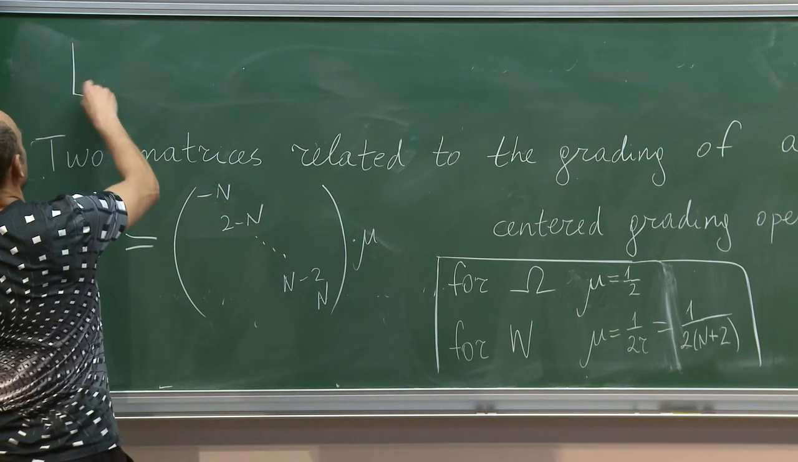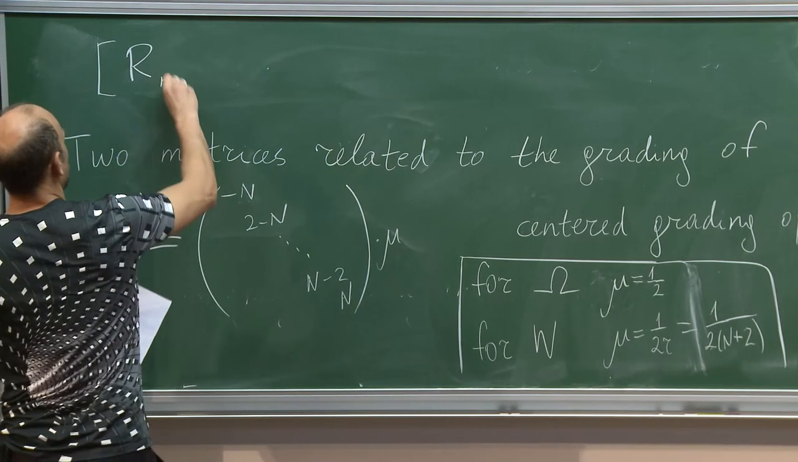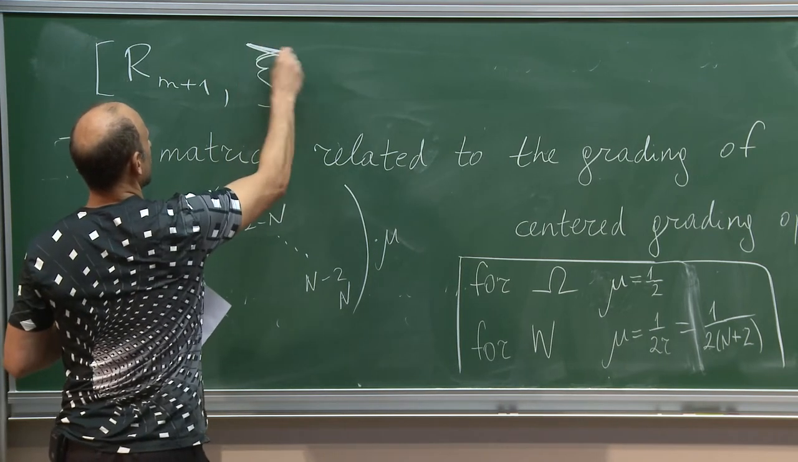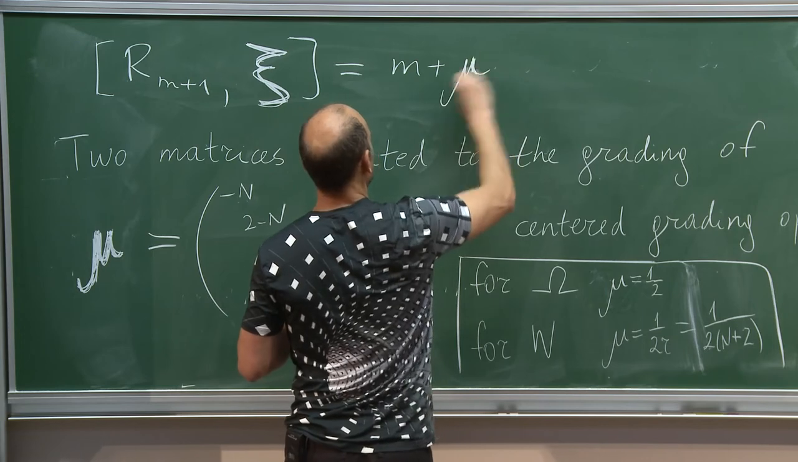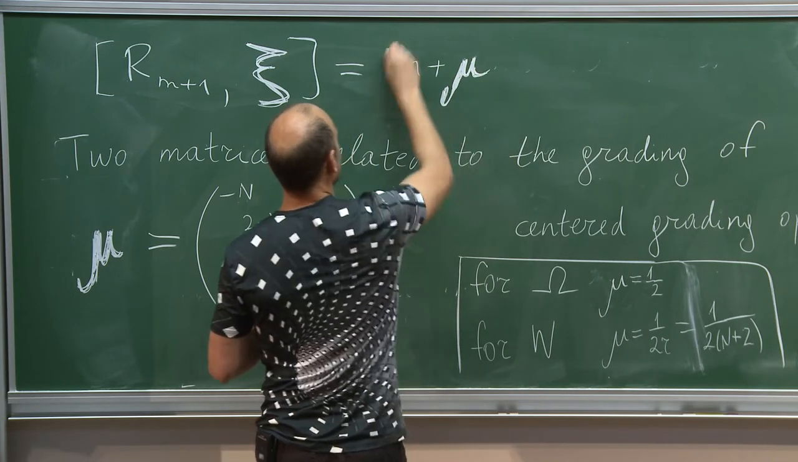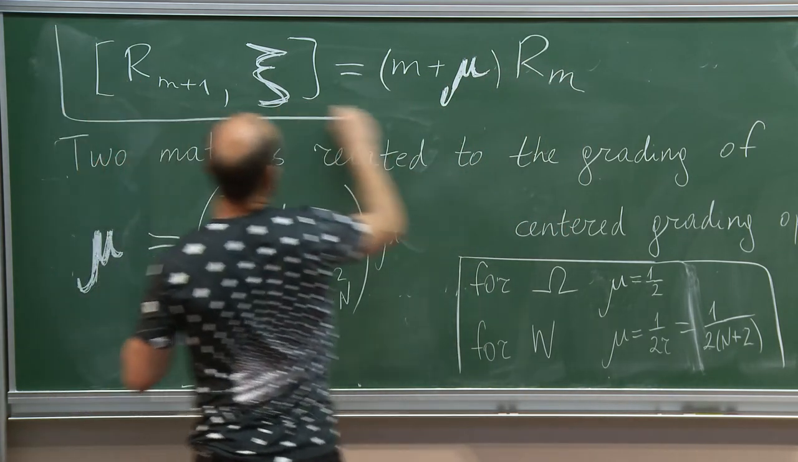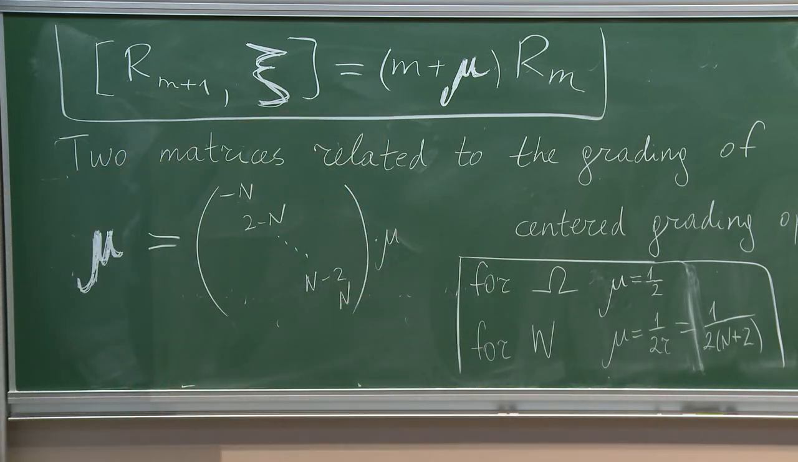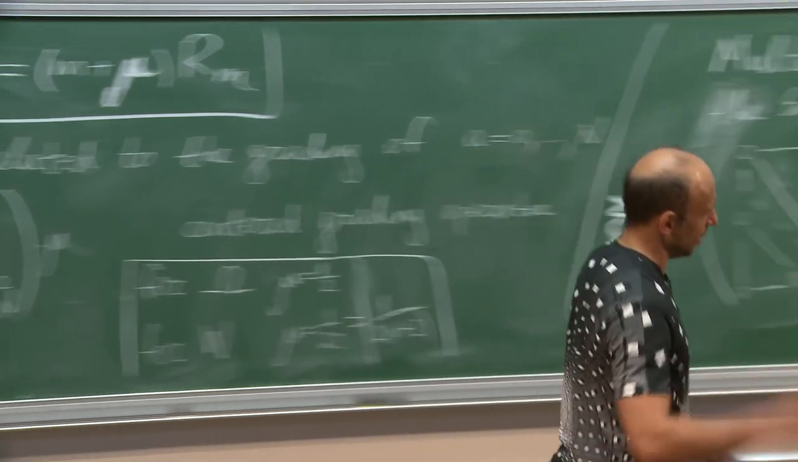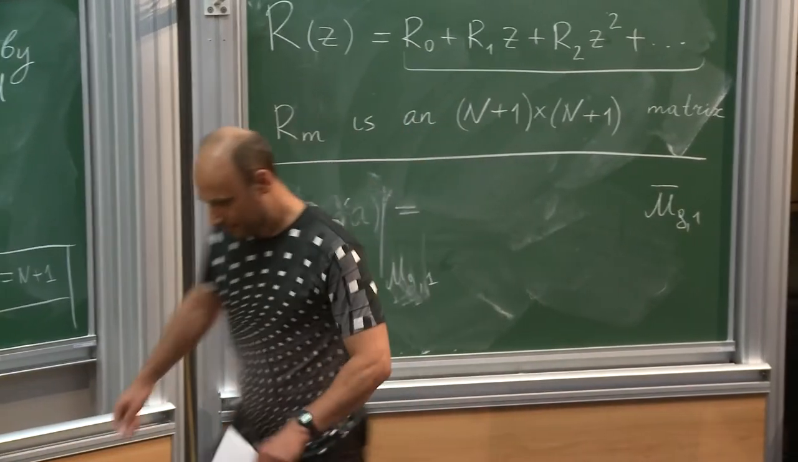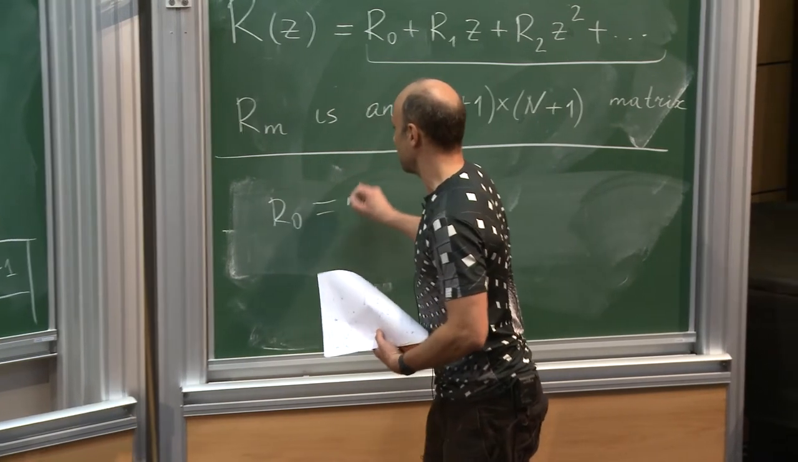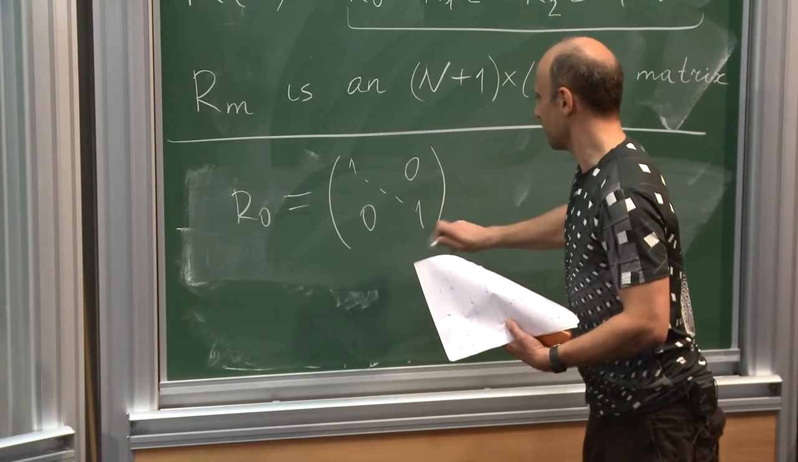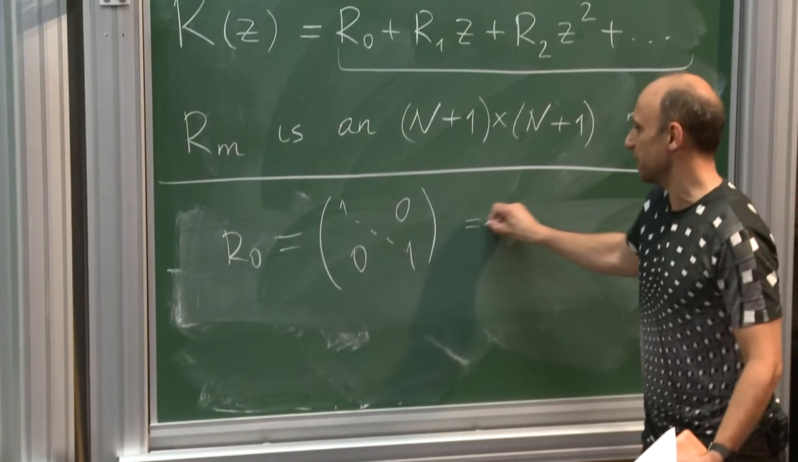And so the recipe itself is the following. Let me write it. The commutator of R_{m+1} with this boldface xi is equal to (m plus boldface mu) times R_m. This is what I use every time I want to compute an R matrix completely. I have it on Maple. So you start with, oh, I actually didn't tell you, but there's one more condition, that R0 is actually the identity matrix. So the R matrix is complicated starting from R1, but R0 is just the identity matrix, n plus 1 by n plus 1.